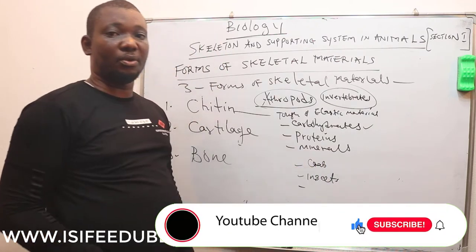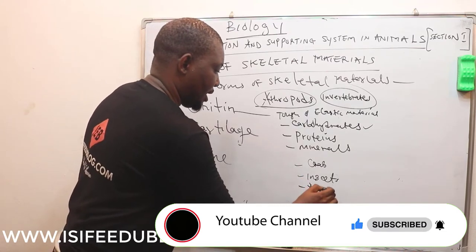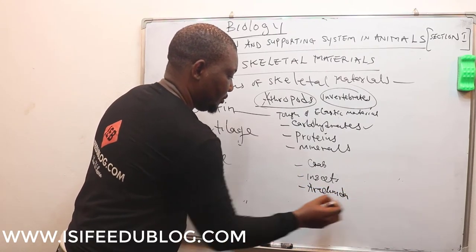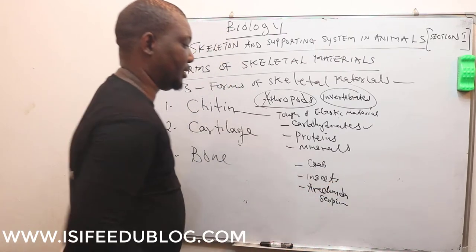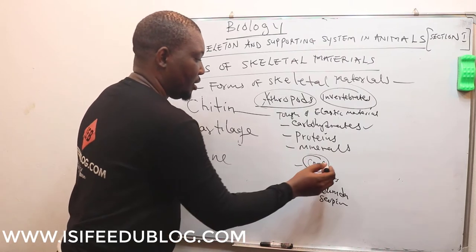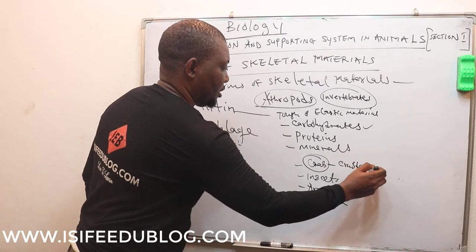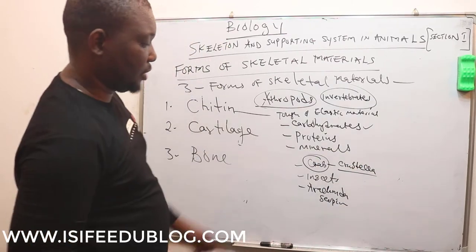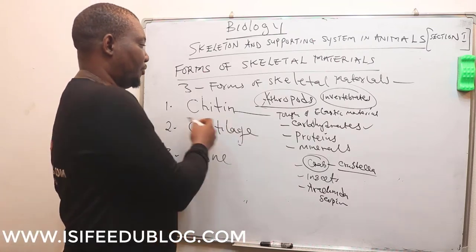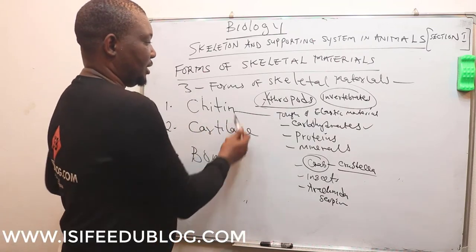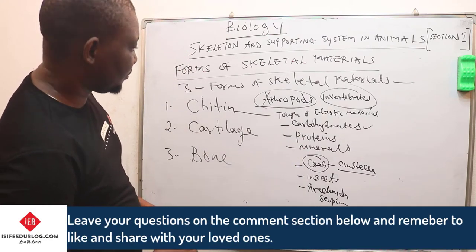And then another organism with this form of skeleton is crustacea. We mentioned it before, crabs. Then arachnida. An example of an arachnida is scorpion. Scorpion also has this form of skeleton. This crab here is a class of arthropod known as crustacea. So these are examples of organisms with this form of skeleton. The skeleton comprises carbohydrates, proteins, and minerals.